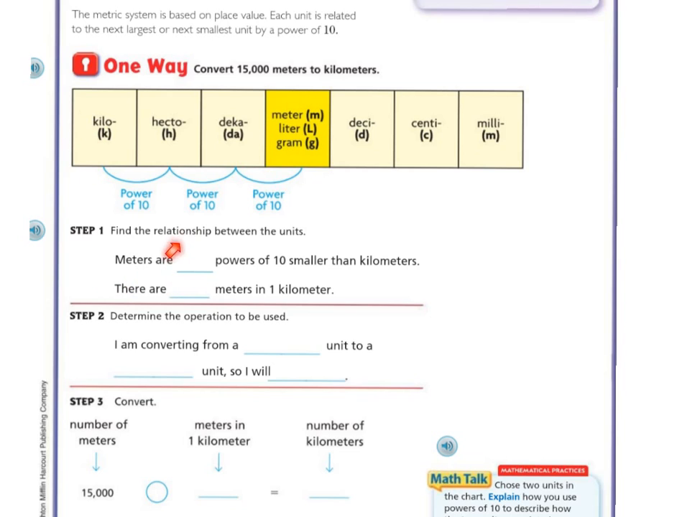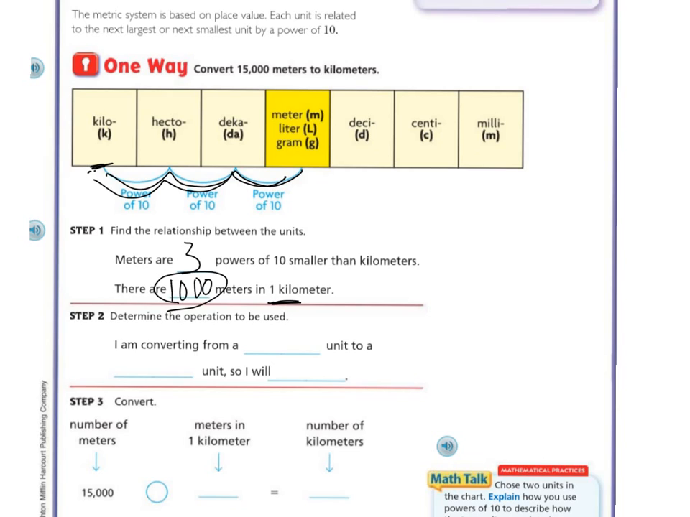So meters are blank powers of 10 smaller than kilometers. Let's see, 1, 2, 3. So they're 3 powers smaller than kilometers, or you could say kilometers is 3 powers of 10 bigger than meters. And so there are 1,000 meters in 1 kilometer because we have the power of 10: 10, 10, and 10, right? 10 times 10 times 10 is 1,000. So there are 1,000 meters in 1 kilometer.